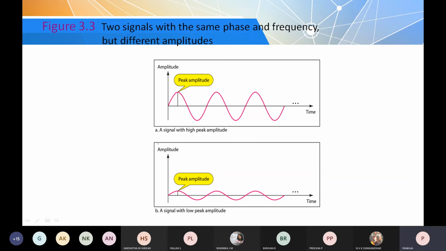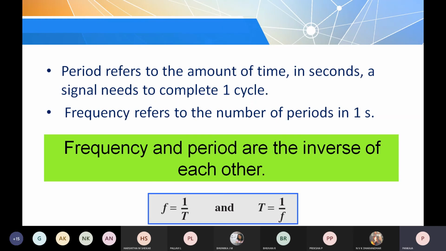Here you can observe a signal with high peak amplitude, and this is a signal with low peak amplitude. That means intensity is reduced here, and here it is more.